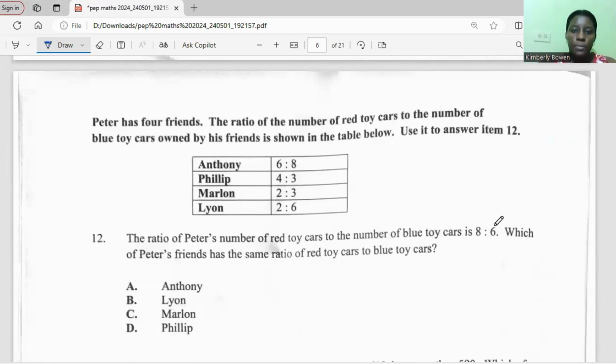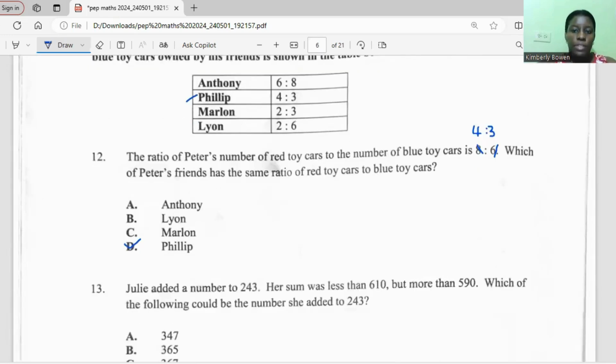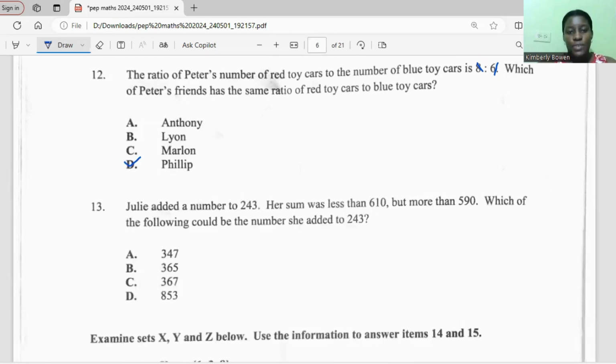8 to 6. And that's Philip, 4 to 3. And we can just divide by 2, and that's how we got the answer. 2 into 8, 4. 2 into 6, 3. We've seen a lot of ratio questions. But I told you in the 2023 review that I saw a lot of ratio questions, and I believe that they were going to come back.